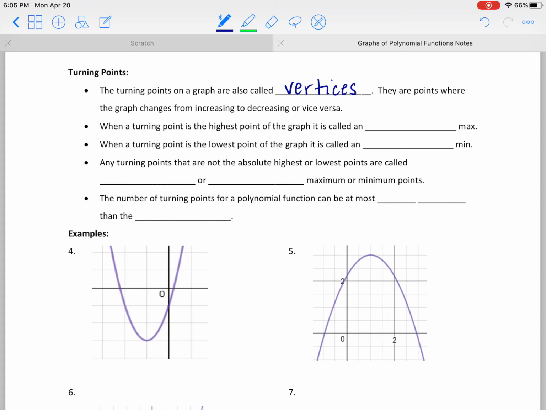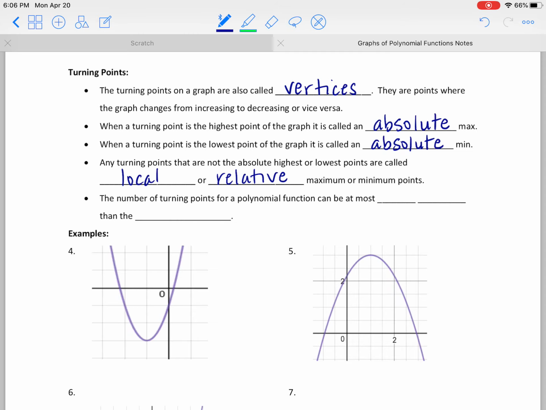So when the turning point is the highest point on the graph, that means the absolute highest point on the graph. There is no point that goes beyond that point. We call that turning point an absolute maximum. It is absolutely the highest point on the graph. And when the turning point is the lowest point on the graph, there's nothing below it, we call it an absolute minimum. Now sometimes we have turning points that aren't the highest or lowest points on the graph. They're somewhere in between, in which case we would call them either local or relative max or mins.